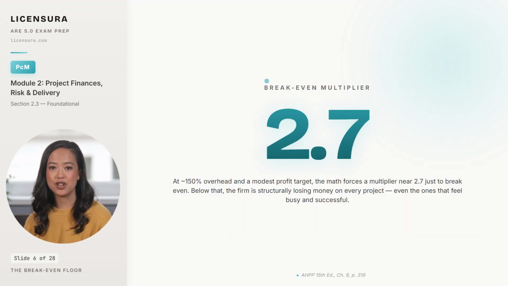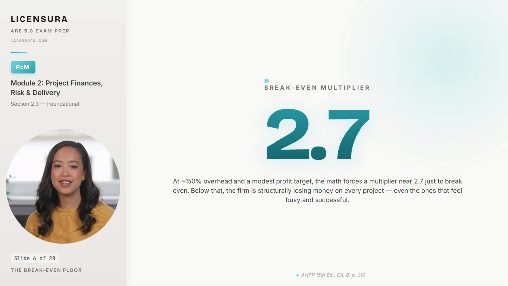2.7 is not an arbitrary benchmark. It falls out of the math. Take a firm with an overhead rate of 150%, which is roughly the industry average. Every dollar of direct labor has to cover $1 of labor cost plus $1.50 of overhead. That's $2.50 just to break even before profit.